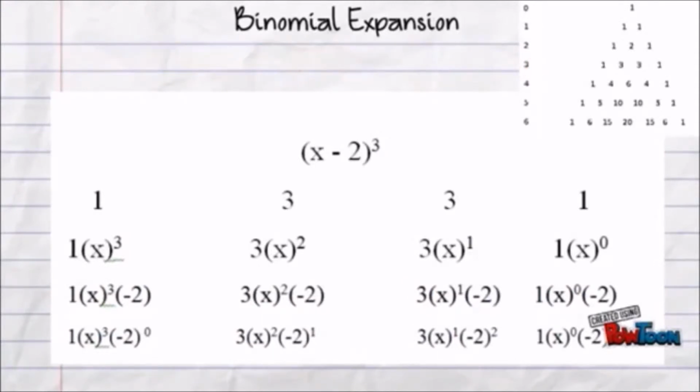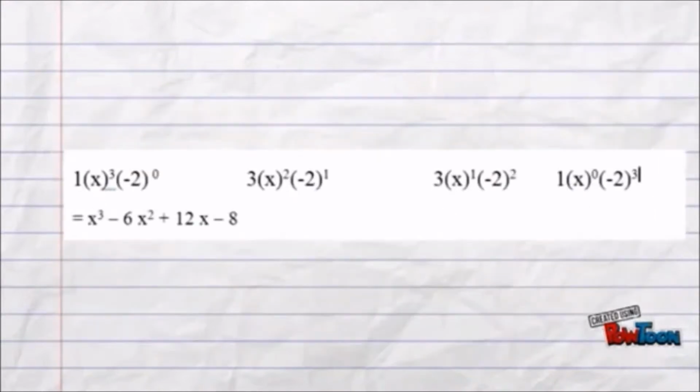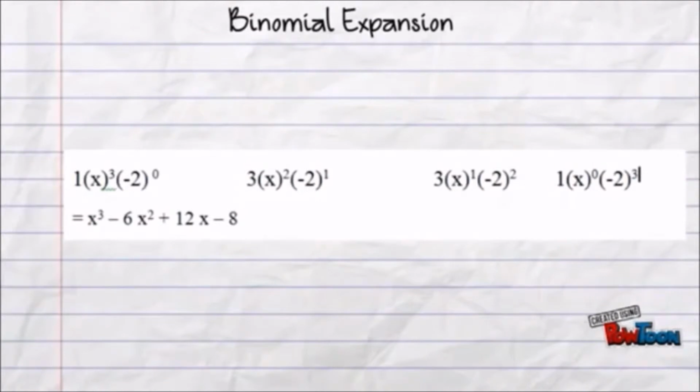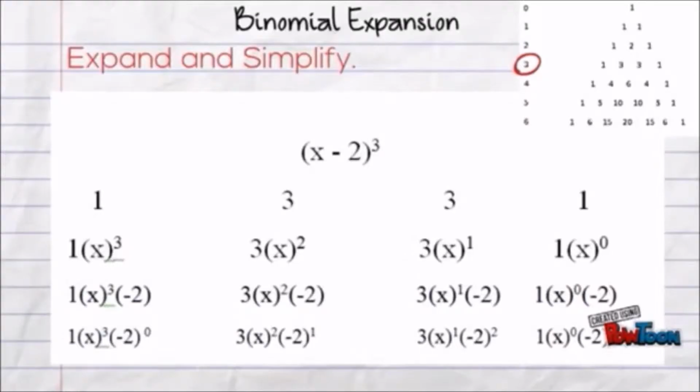Using our Pascal's triangle, we must first look for which row in Pascal's triangle we will get our coefficients from. To do that, all we have to do is look at the exponent in our binomial. In this case, our coefficients will come from row 3 because our exponent is 3. Our coefficients are 1, 3, 3, and 1. In the second line, I have the first term.